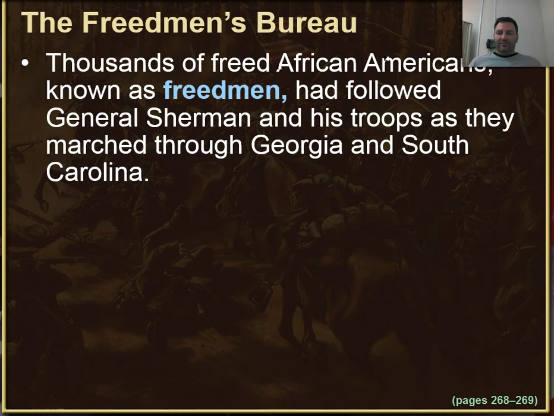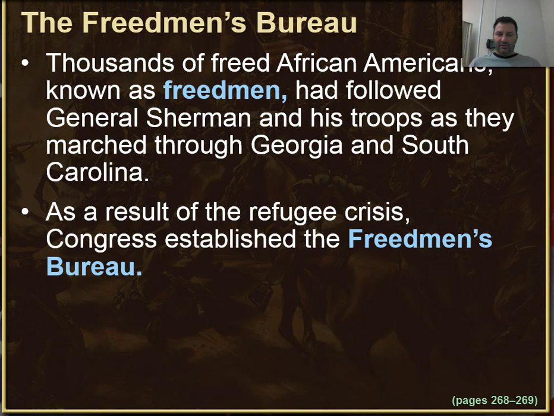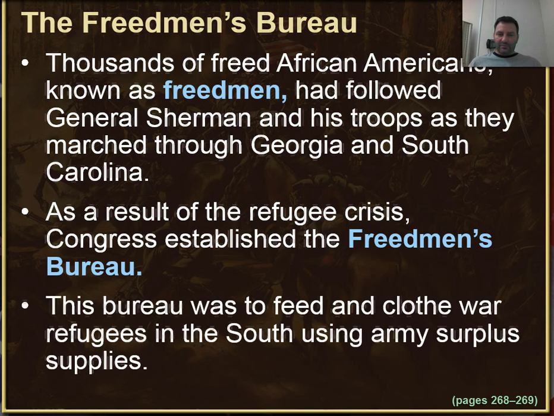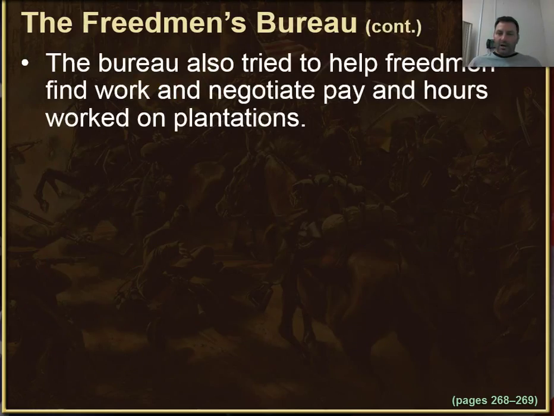The Freedmen's Bureau. Thousands of freed African Americans, known as freedmen, had followed General Sherman and his troops as they marched through Georgia and South Carolina. As a result of the refugee crisis, Congress established the Freedmen's Bureau. This bureau was to feed and clothe war refugees in the South using Army surplus supplies. They also tried to help freedmen find work and negotiate pay and hours worked on plantations.